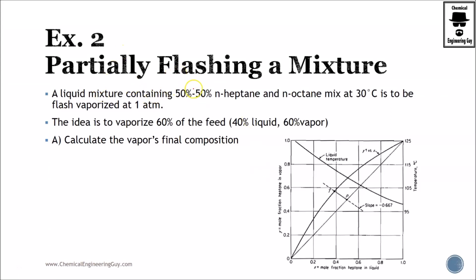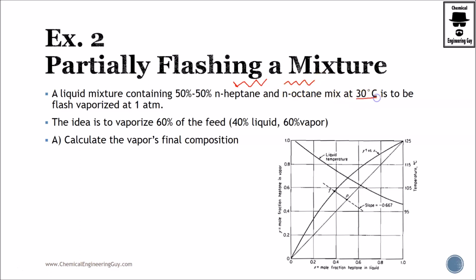So we got this partial flashing of a mixture, and we have a liquid containing 50-50 or equimolar composition of N-heptane and N-octane. So technically this is normal C7 and C8: 1, 2, 3, 4, 5, 6, 7, and 1, 2, 3, 4, 5, 6, 7, 8. Something like that. As you can see, those are miscible. They are a non-polar mixture, and they will form a homogeneous mixture.